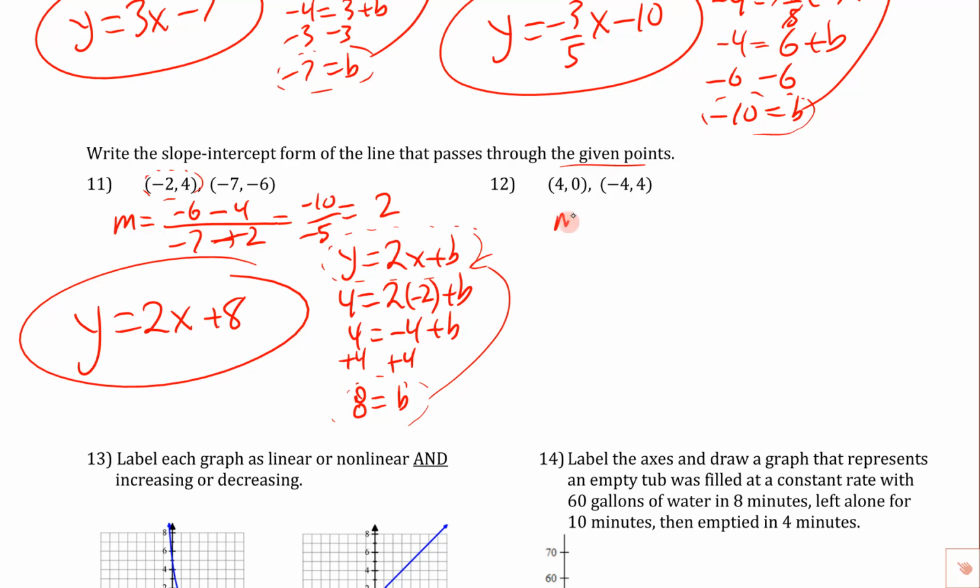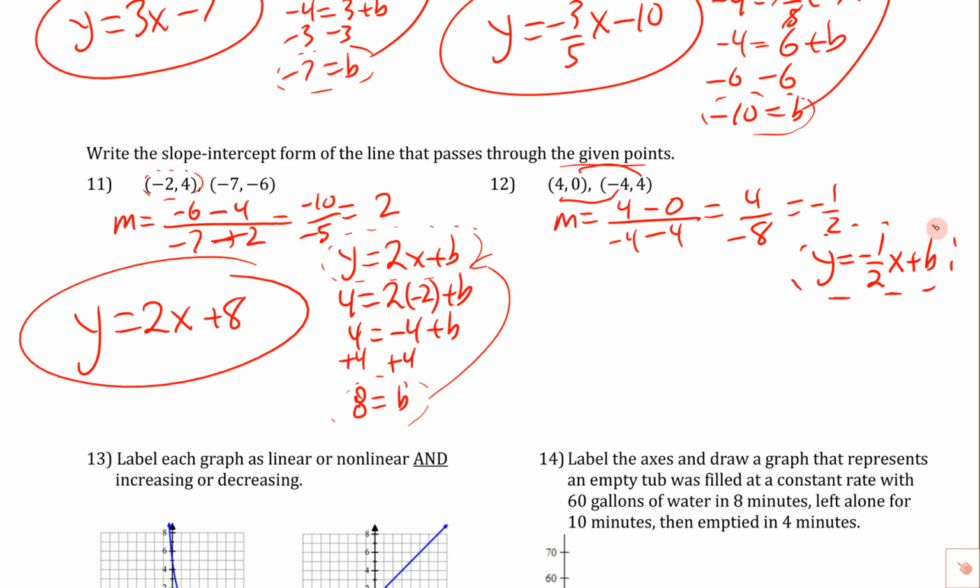So I'm going to find the slope. Put that minus in the formula. 4 minus 0, and then the negative 4 minus the 4. So we get a 4 on the top and a negative 8 on the bottom. So we get a slope of negative 1/2. So I'm going to write down y equals negative 1/2 x plus b. Dotted circle around that, keep forgetting that, and then we're going to plug one of these in.